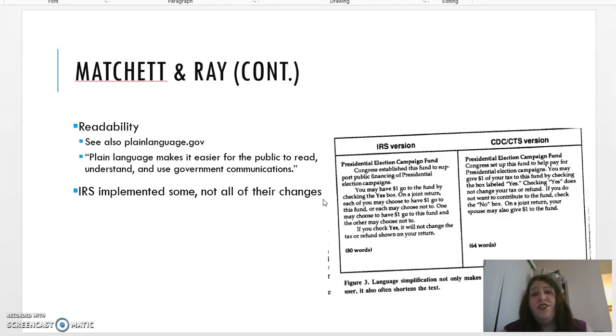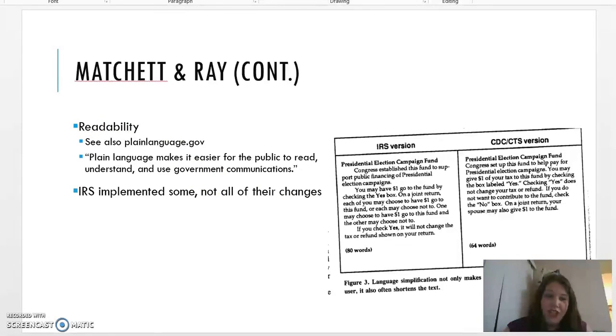And also, just to kind of summarize the end of the article, the IRS did end up implementing some of those changes that were recommended by Matchett and Ray. They did not do all of them, but it was definitely an effort towards improving the usability.